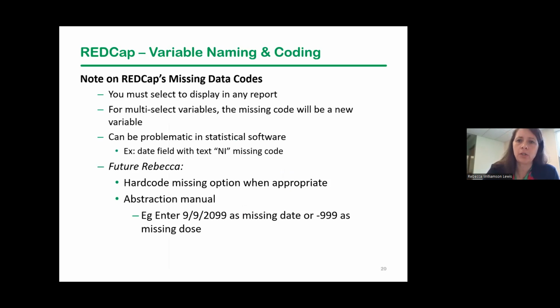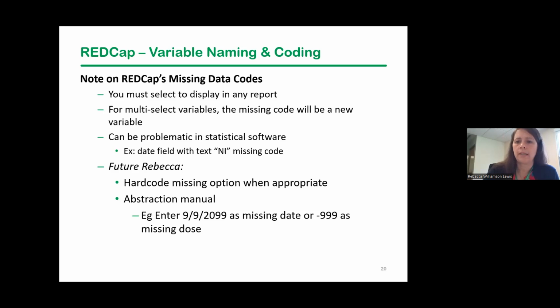Another lesson learned I wanted to talk about briefly was that REDCap has a missing data codes feature that you can enable when you're building your project that allows variables to be identified as missing versus blank. But to get these codes out, you have to select them to display in reports, and missing codes come out as separate variables for multi-select questions and can be problematic in statistical software if the missing code is text, but the variable is supposed to be numeric.